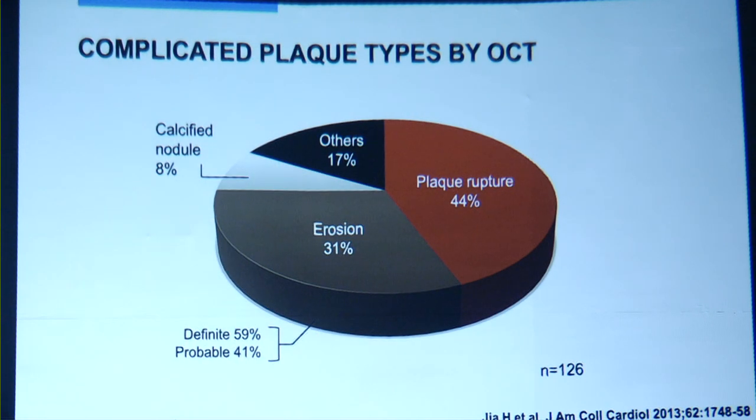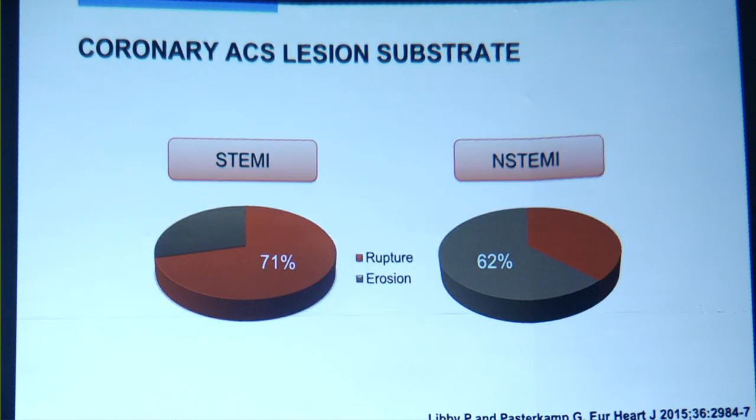And with these OCT studies now, we're beginning to think that, in fact, erosion may be more common than we've realized, and even calcified nodules may be more common as mechanisms of ACS than we have recognized in the past. So imaging is really adding to our understanding of the pathophysiology of ACS. And if you divide patients into STEMI versus non-STEMI, it seems that erosions are more common as a mechanism of non-STEMI. So I think as we do more and more imaging over time, we will really improve on our understanding. And this is not, again, theoretical. There are potential impacts of this for treatment down the road.